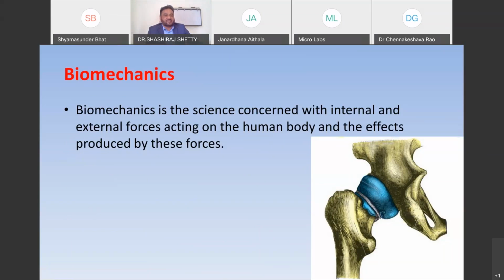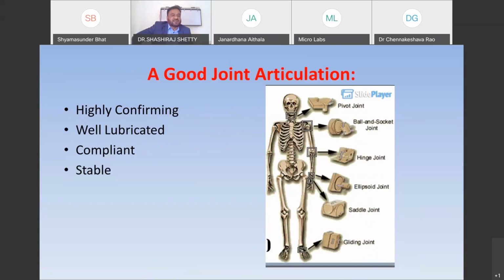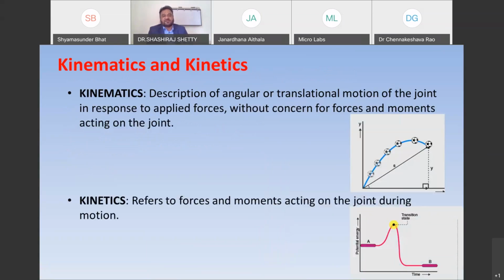Now, coming to biomechanics. Biomechanics is a science concerned with internal and external forces acting on the human body and the effects produced by them. The good joint is always highly conforming, well lubricated, compliant, stable. Kinematics is the description of angular and translational motion in response to applied forces, without concern for the forces and movements acting on the joint. Kinetics refers to the forces and movements acting on the joint during the motion.